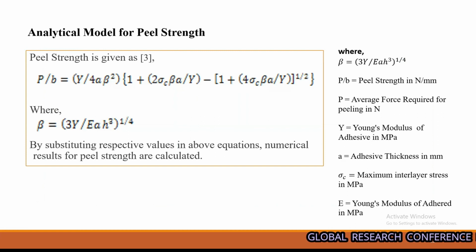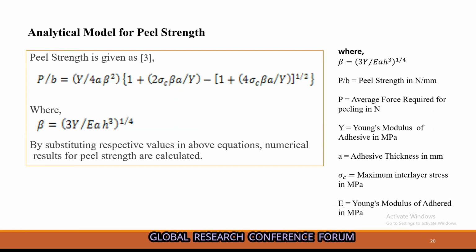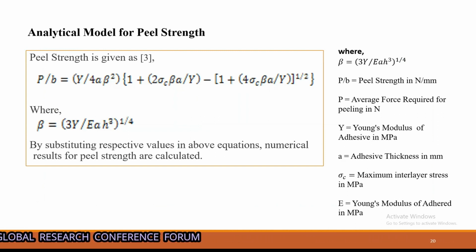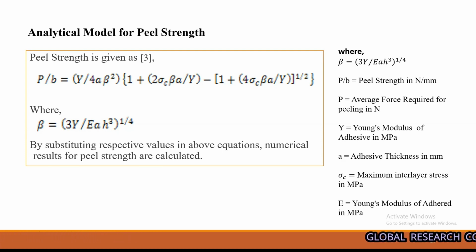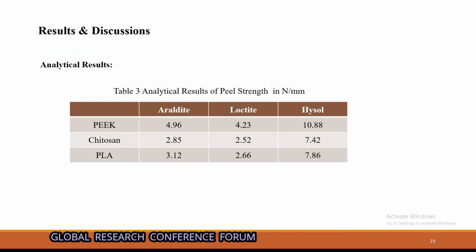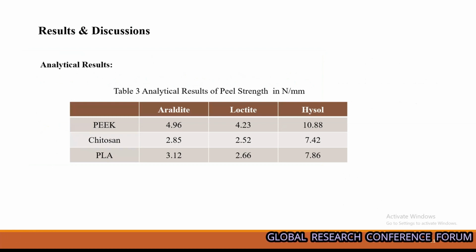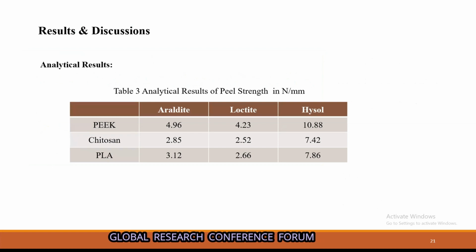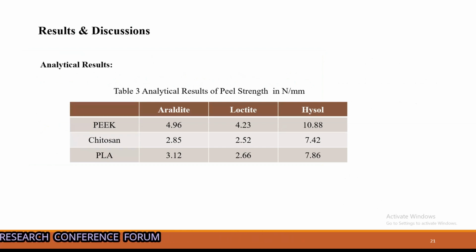Then next is the analytical model. In the analytical model, there is a formula. From this also, we can find out the mathematical model, you can say. From this, we can find out the value of the peel strength. So you have to compare the results. These are the analytical results. When PEEK is used and the adhesive is Araldite, what is the peel strength? Similarly, when Loctite is the adhesive, what is the strength? Similarly, you can find out for all 3 materials with 3 different adhesives, so 9 combinations.